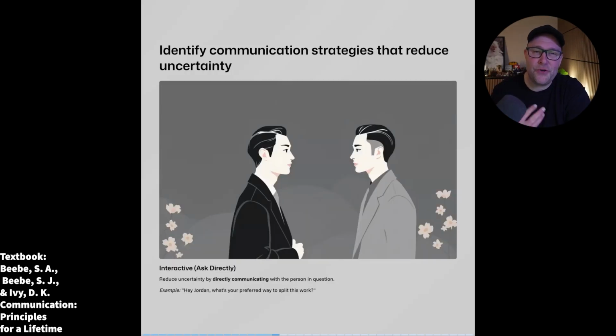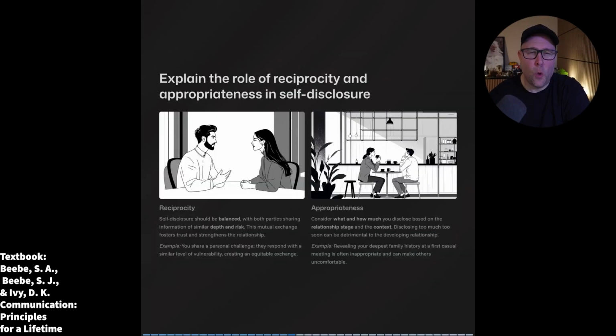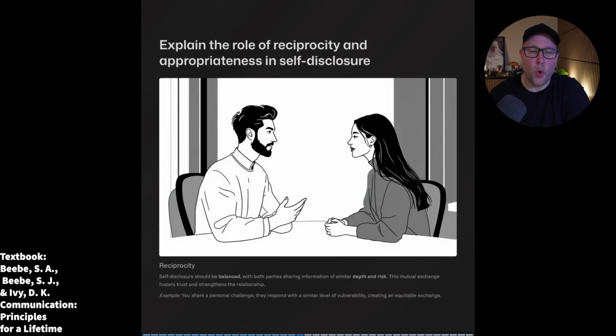In the third strategy, it's interactive or asking directly. We reduce uncertainty by directly communicating with the person in question. For example, "Hey Jordan, what's your preferred way to split this work?" So to review, we have passive, which is observation, active, which is asking others, and interactive, which is asking the person directly. What's the role of reciprocity and appropriateness in self-disclosure?